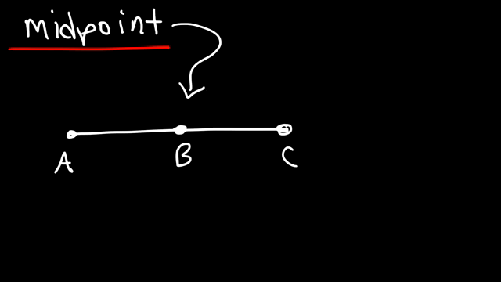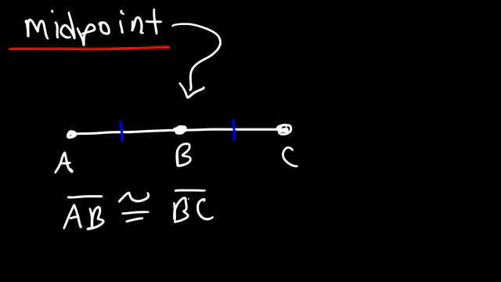It also means that segment AB and BC are congruent. So if you put these marks, it shows that this segment is equal to that segment. And the way you would write that is as follows. You would say segment AB is congruent to segment BC. And so if that's true, that means that B is the midpoint of segment AC. Thus, B bisects segment AC into 2 equal parts.